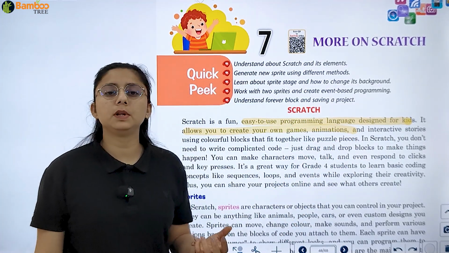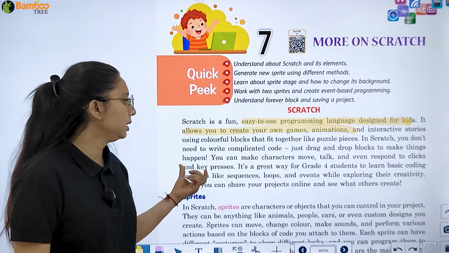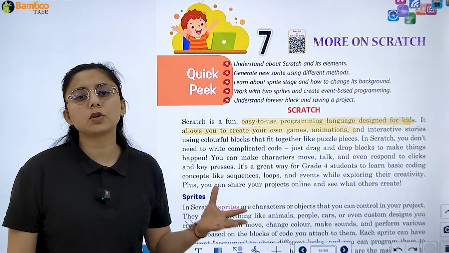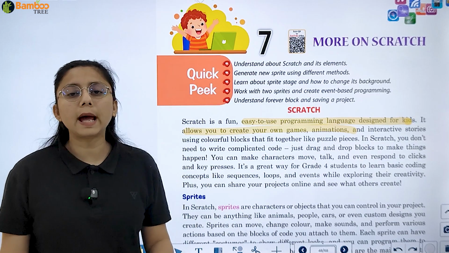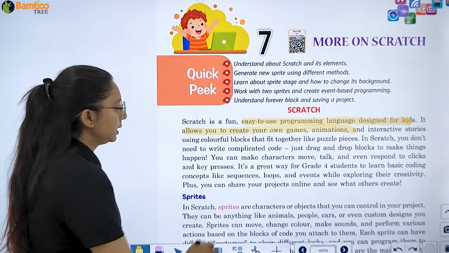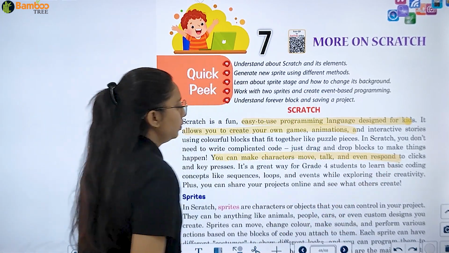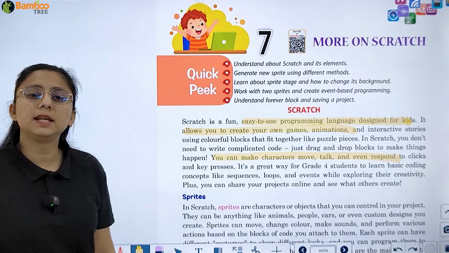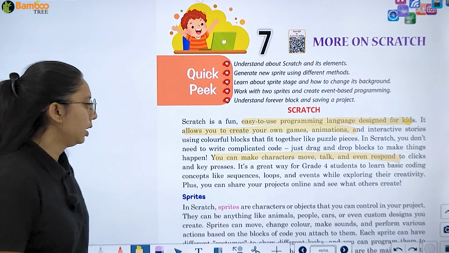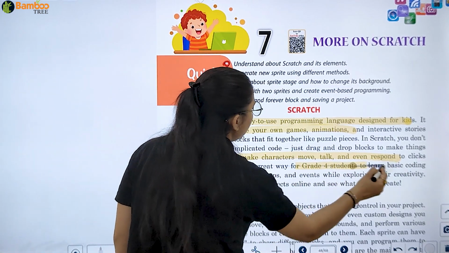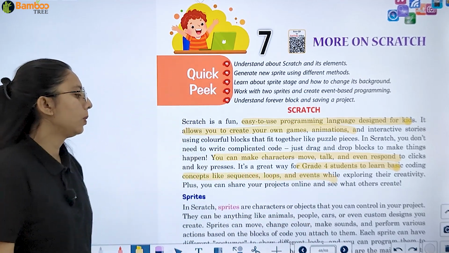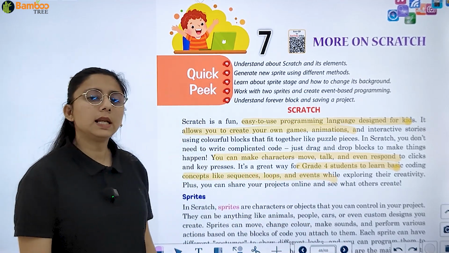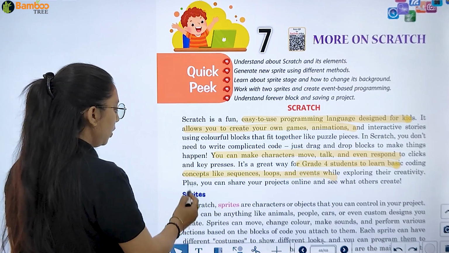आप अपने games, अपने animation, interactive stories, आप different colorful blocks का use करके बना सकते हैं. So in this, you will just drag and drop the blocks to make things happen. You can make a character move, बात भी करवा सकते हो, and even respond with a single click. So it is a great way for a grade 4 student to learn basic coding, like sequence, loops, events, like different things you can do.